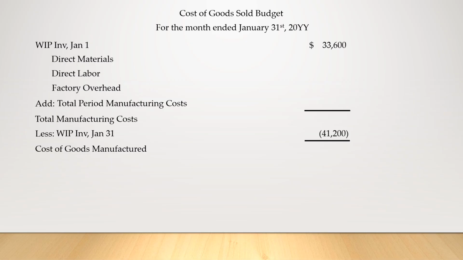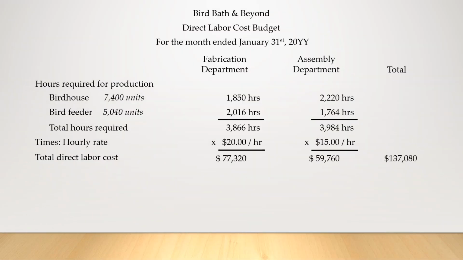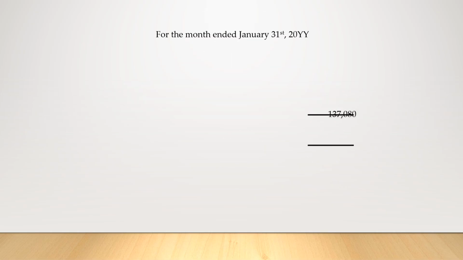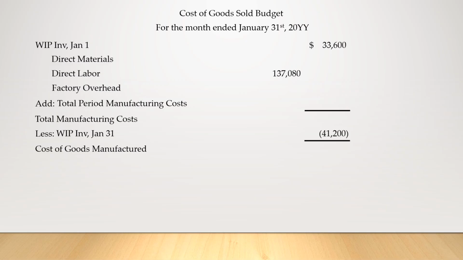We already determined the latter 2 costs in our previous budgets. Direct labor can be found on the direct labor cost budget. $137,080. Likewise, budgeted factory overhead can be found on its respective budget that we previously prepared.